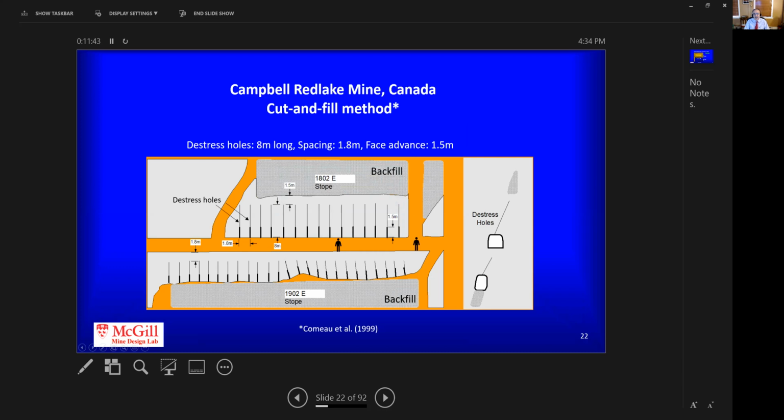Some of the examples: Campbell-Red Lake mining, Canada, cut and fill method. What you see here is a distress hole that is 8 meters long. The hole spacing is 1.8 meters. The face advance is 1.5 meters, so the face advance is much smaller than the distress hole. We hope to create fractures here so that by the time we advance, the new face is fractured. In this particular application, the crown of 1902, as well as the sill of 1802, were being distressed at the same time. You can see here the distress holes running parallel to the vein, inside the vein.